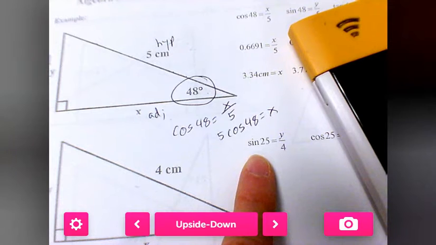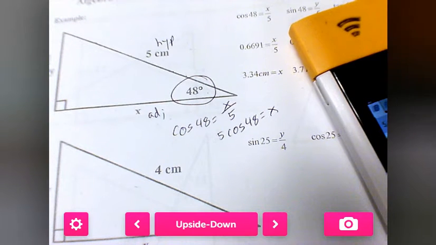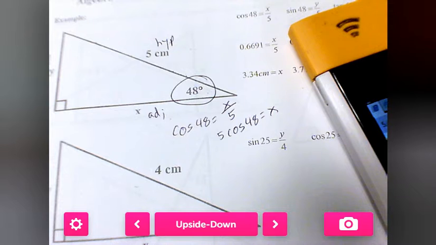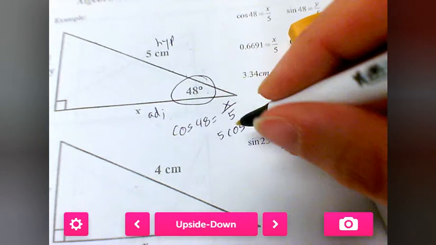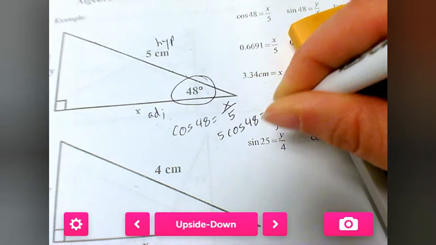Okay? So I pull my calculator up. I hit 5, and then if you hit the trig button, it's right next to number 7. So trig, cosine, 48, and we end up with 3.35. We can round to x equals 3.35. Okay?